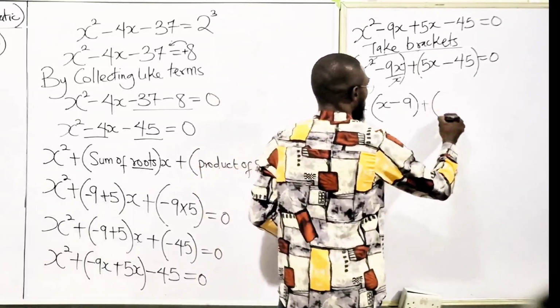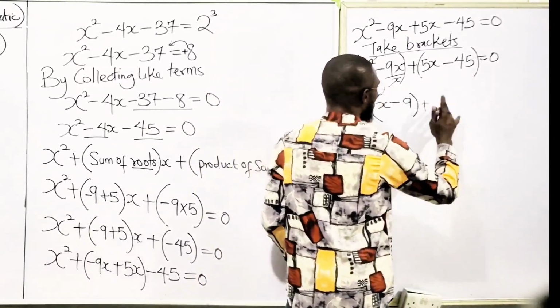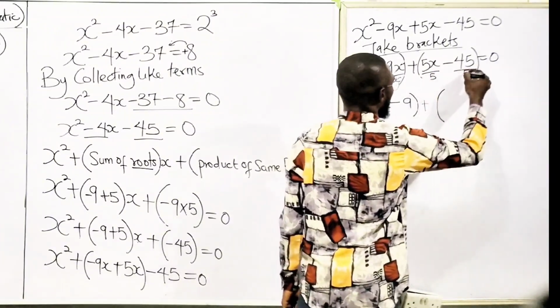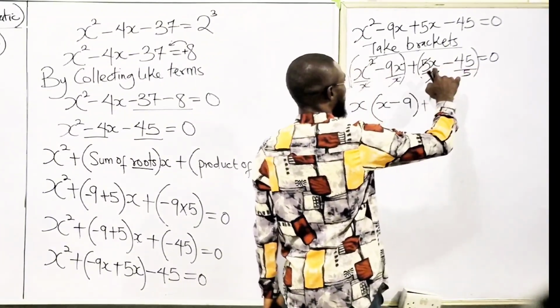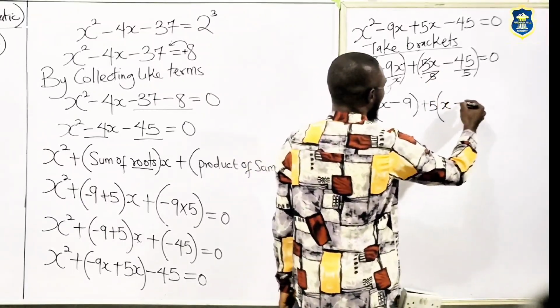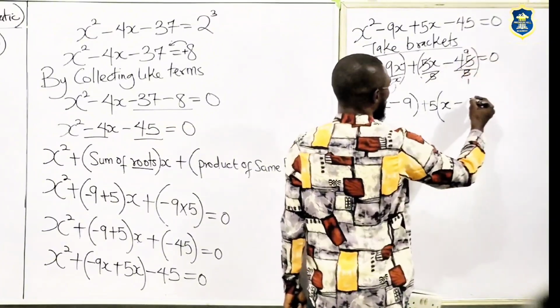Plus, let's continue. What is common between both of them is 5, right? You see that 5 is common between both of them. Let's prove it now. If I bring 5 here and bring 5 here, 5 will cancel out 5. I'm left with what? I'm left with x. Let me bring the 5. I'm left with x inside minus 5 here. 5 into 45 is what? Is 9. I'm left with what?